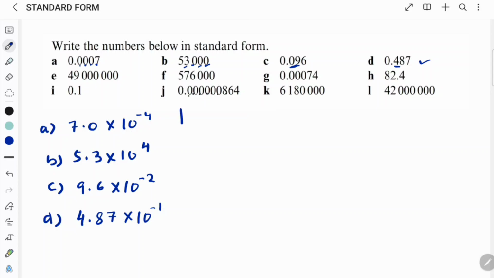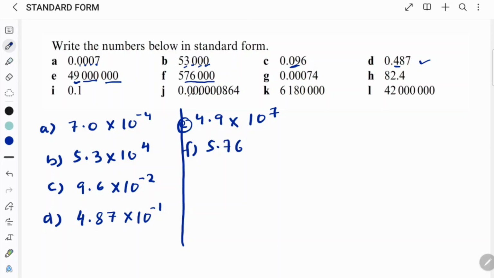Now go to the part E. 49 million, 6 zeros, and then 4, 9. So this is E part, 4.9 into 10 to the power 7. Part F, 576,000. Now we have 1, 2, 3, 4, 5. 5 numbers are there and positive power, so that is 5.76 into 10 to the power 5.